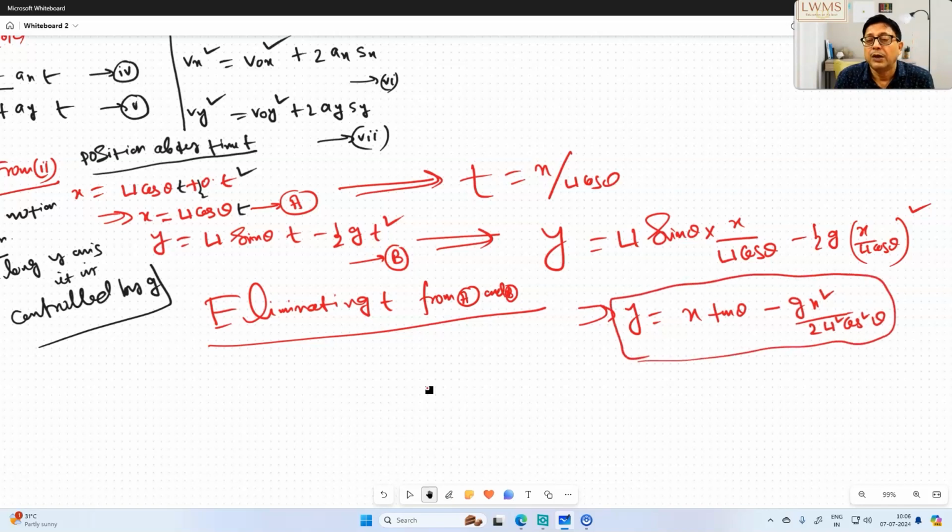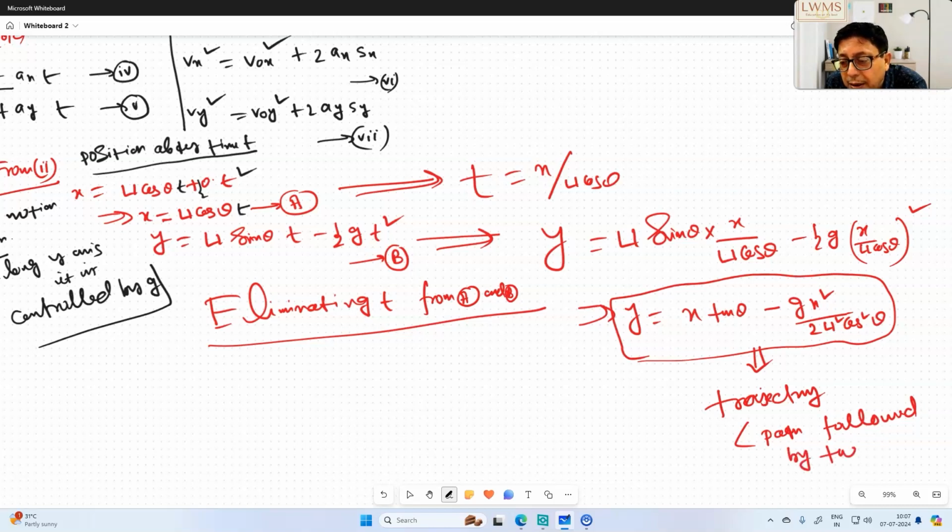Clear? So this is the equation of trajectory. This is the path followed by the projectile. Trajectory, or path followed by the projectile. This projectile is not fueled. I mean, it is in motion. It is in flight in the atmosphere without being propelled by any fuel. Okay, this is projectile. So trajectory, the path followed by the projectile, is given by this.